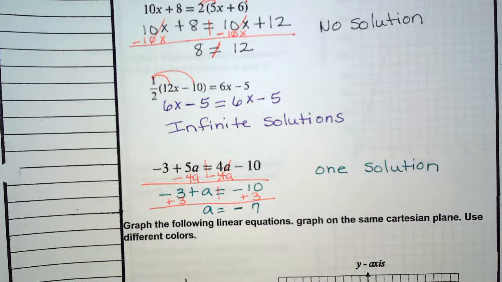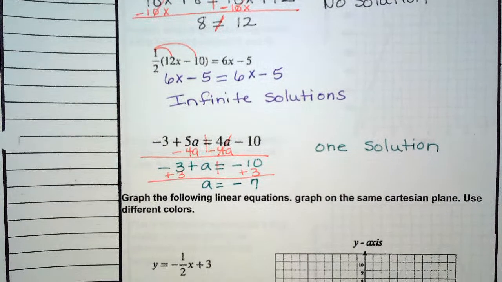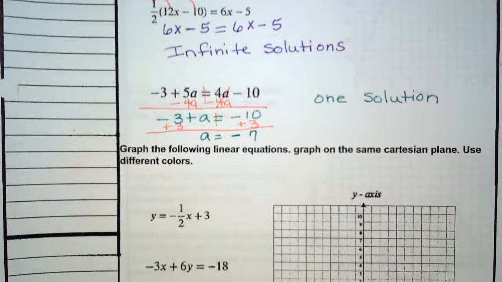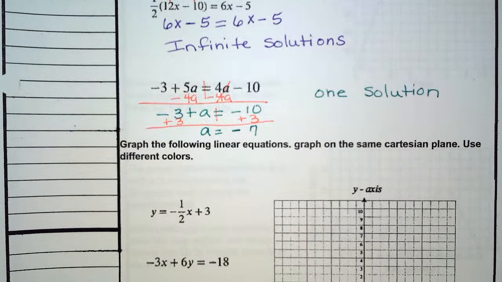Okay, hopefully you were able to get those 3 and remembered, when we go into systems of equations, you'll find the same 3 things will happen. Let's go to the next, where we're going to graph the following linear equations, graph each on the same Cartesian plane, but use different colors. So let's start with the first one.